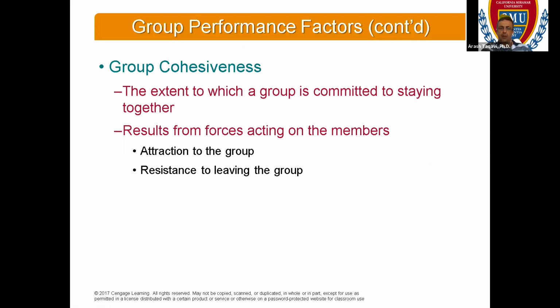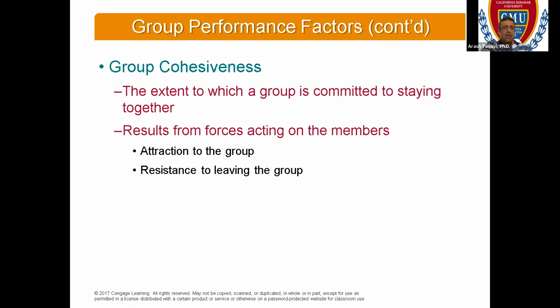Cohesiveness results from forces acting on the members: attraction to the group and resistance to leaving the group. It is very important. Why? Sometimes some groups are relatively permanent, like a team, and more important than that, like a family. A family is a group. When a wife and husband, a couple, are alone, it is like a group. After parenting, and during parenting, you have a future-oriented goal. What is that? Your parenting, your child, the future of your child. It is a shared goal for the wives and husbands, for the parents.